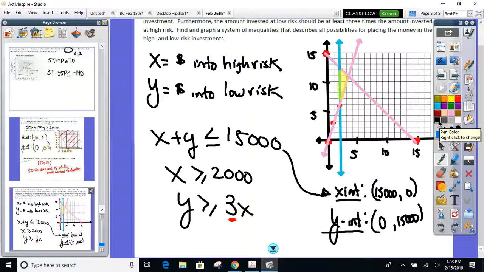All right. And then you could give me any high risk amount and any low risk amount that would fit into there, whatever points in there. We all good? Okay, enjoy your break. Monday you'll be practicing this when we get back.